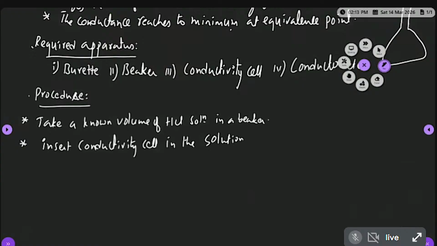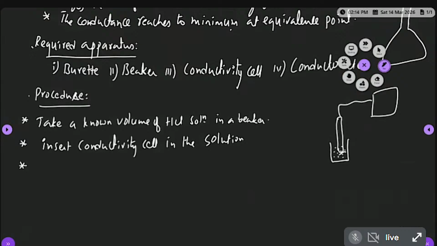Okay, conductivity cell in the solution. And next, తర్వాత ఏం చేయాలి, so we are taking the HCl solution in a small beaker like this. Small beaker లో HCl solution తీసుకున్నాం, known volume, we know the volume of that solution. Inside, this is the conductivity cell. So insert that conductivity cell, which is connected to the conductivity meter like this. Okay, so a conductivity cell ni mana dip chestam indulo.